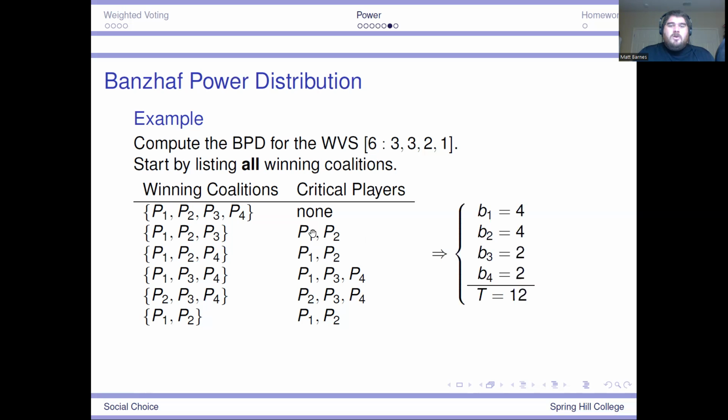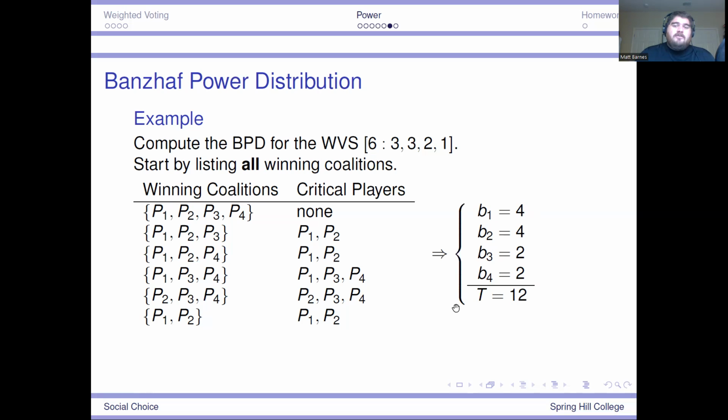So player 1 appears 1, 2, 3, 4 times. So they get a 4 for B1. Player 2, 1, 2, 3, 4. So they also get a 4. So B2 is 4. Player 3 is here and here. So that's just twice. So they get a 2. And then player 4 is here and here, and they're also just twice, they get a 2.